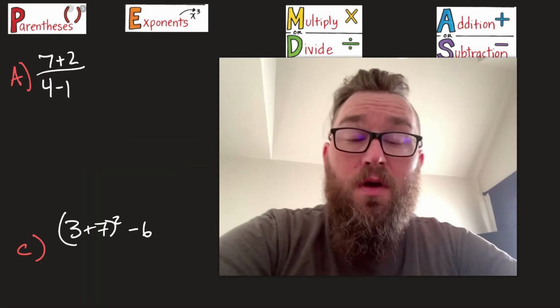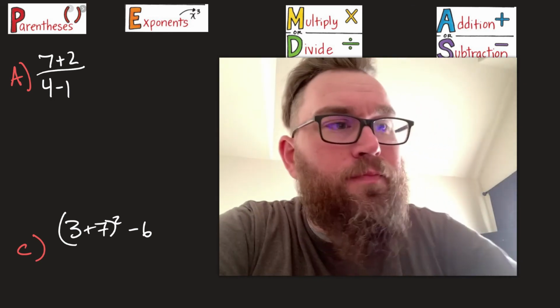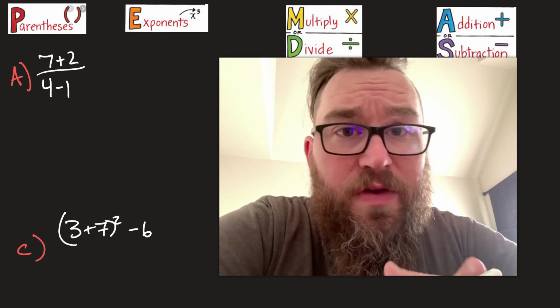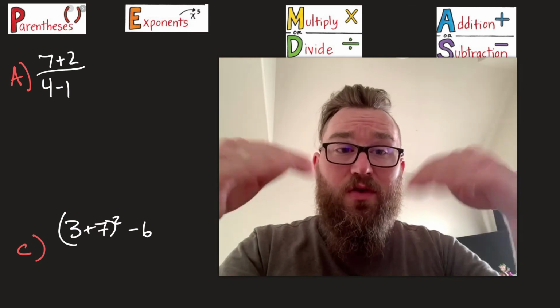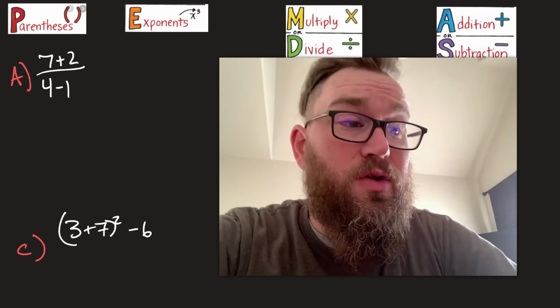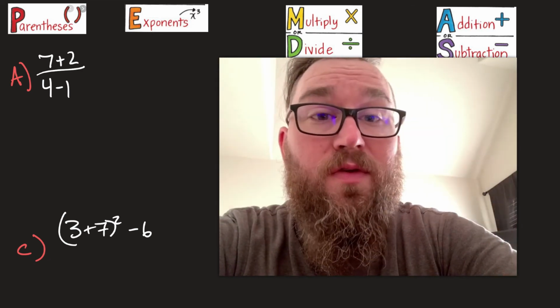Good. All right, same thing here. I'll do A, B's behind me, and then C and D down below. So A. This is our first instance of parentheses, brackets, fraction bar. Since there's a big fraction bar and there's stuff to do above and below, we need to finish everything above and everything below before we do any of that division of the fraction bar. So let's start out with what's above.